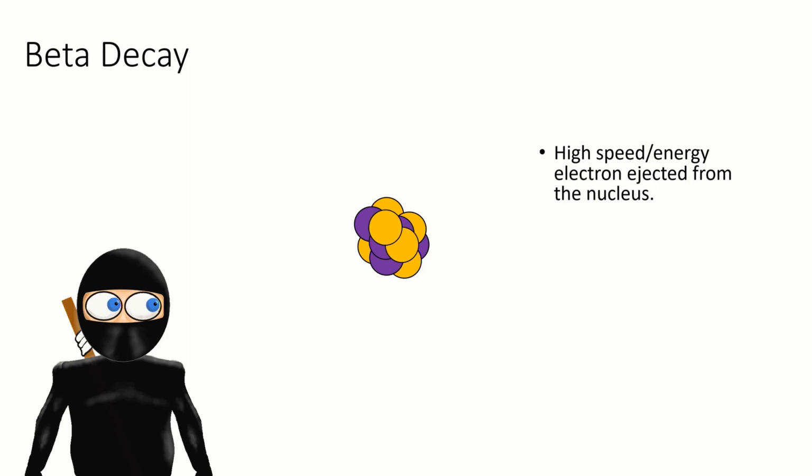But you might ask, electrons from the nucleus? I thought electrons were orbiting around the outside of the atom. Well, that's true, but during beta decay something strange happens to one of the neutrons. Let's pick this neutron here. For reasons that are way beyond National 5 physics, the neutron changes into a proton and an electron, and the electron's then ejected from the nucleus at high speed.